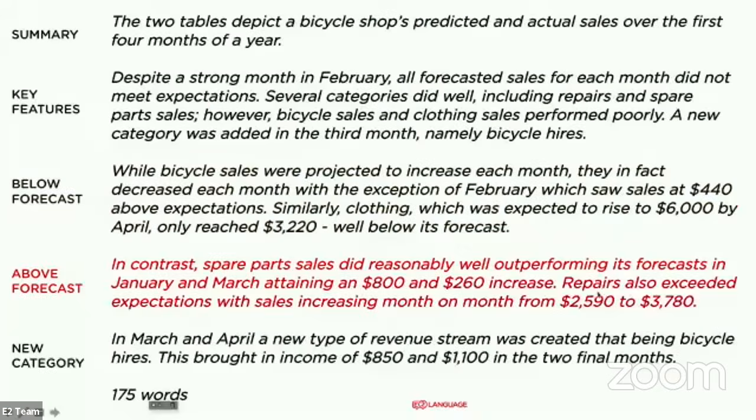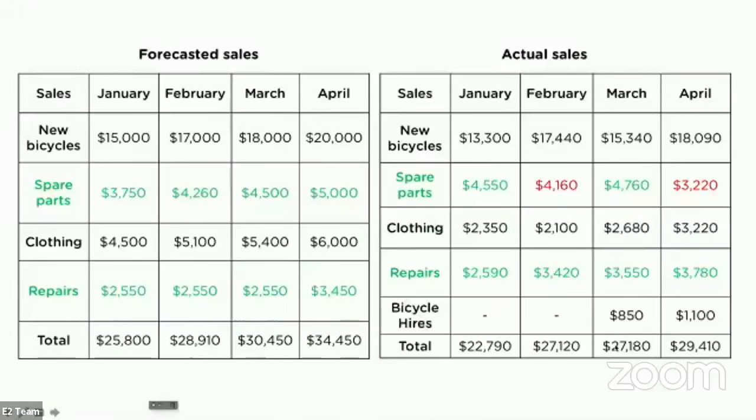Cool. This paragraph covers those sales which were above the forecast estimates. So, spare parts and repairs. I've combined these two categories into one paragraph. Let's quickly go through this. In January, it was expected to make 3,700. It made 4,500. In February, it was expected to make 4,200. It made 4,160. So slightly below.